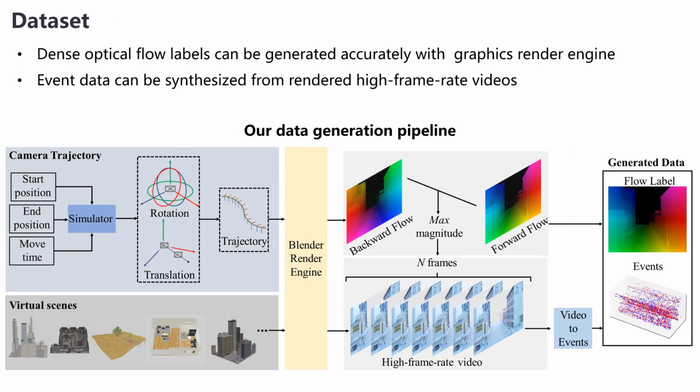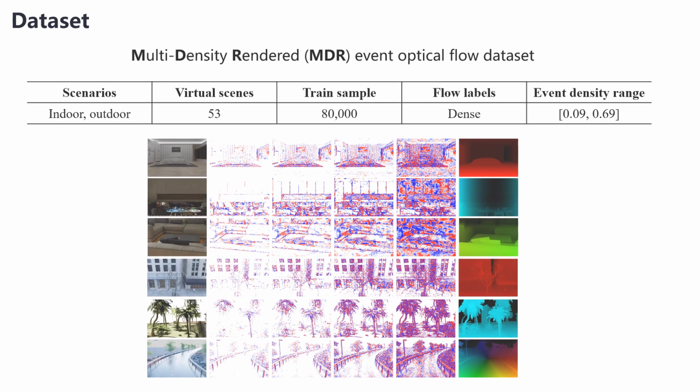In order to create a realistic event dataset for optical flow learning, we propose to employ a graphics engine with 3D scenes for data generation. Given 3D scenes, we first define camera trajectories. Then we render high frame rate videos based on the motion magnitude of the optical flow labels. Finally, we generate event streams from the rendered high frame rate videos by simulating the event trigger mechanism using the event simulator. We propose a multi-density rendered event optical flow dataset called the MDR dataset.